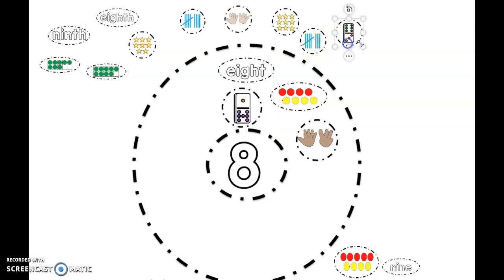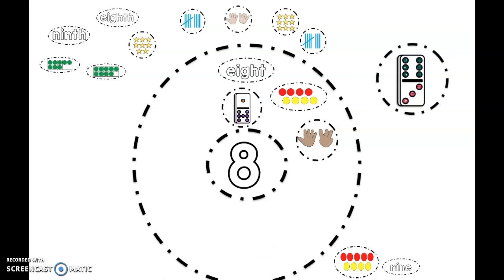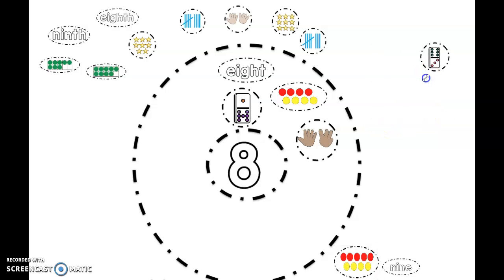All right, let's check this domino. I've got 6 on the top, and 3 on the bottom. 6, 7, 8, 9. Do I want that one? No, because 6 and 3 makes 9. That's too many, so I'm going to put it at the bottom. We don't want that one.